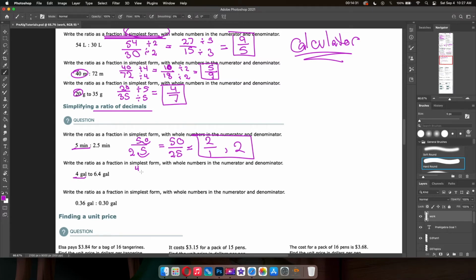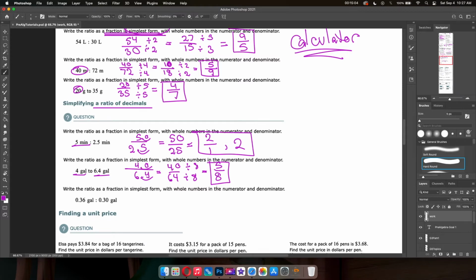4 goes on top. And I'm going to write 4.0 for my brain. And then 6.4 goes on bottom because that was listed. Move the decimal over, move the decimal over. That gets me 40 over 64. What's the biggest number I can divide by? Probably 8. So divide by 8, divide by 8. That's going to get me 40 divided by 8 is 5. 64 divided by 8 is, brain turn on, 8. And now 5/8 is going to be my fraction in simplest form.